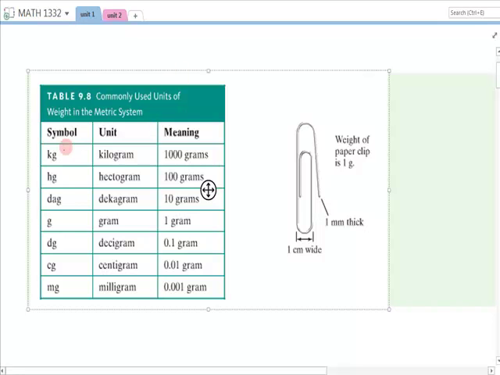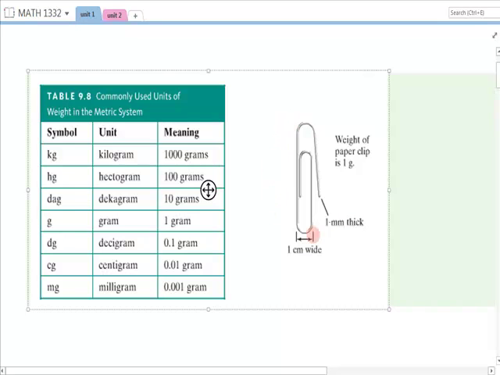You can see the prefixes are the same that we used when we dealt with metric units in length. We have kilo, hecto, deca, then we've got whatever unit. We're going to use a gram for weight, and then deci, centi, and milli. And so all of that is familiar. We're going to use the same little slide scale that I drew.